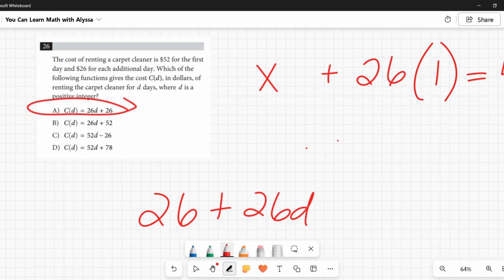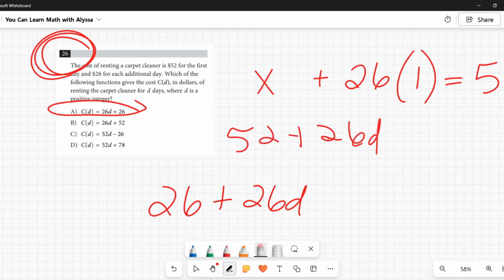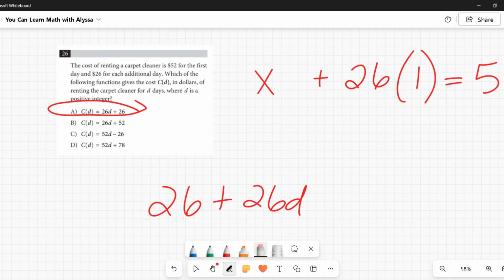The answer is A. C of D equals 26D plus 26. All the other ones have 52 because they are counting on you to think, as I thought too, my initial thing, 52 must be in there somewhere. It is not. So be careful with those, especially, and this is the big clue, when it's a number 26 problem but it looks like it's just, okay, 52 plus 26D, I'm done, move on. That's unlikely if it's a number 26. Possible, but not as common. Usually there's a twist, and that's what the twist was in this case.